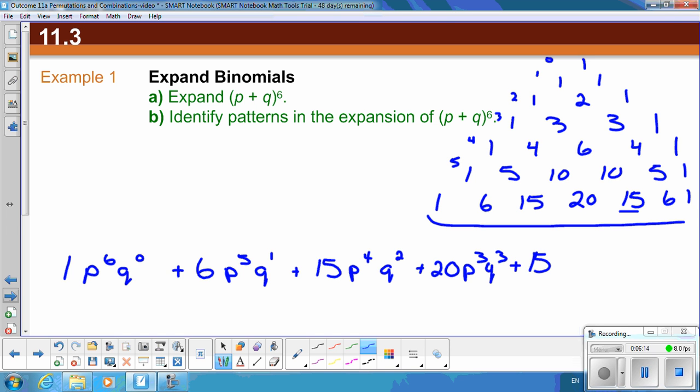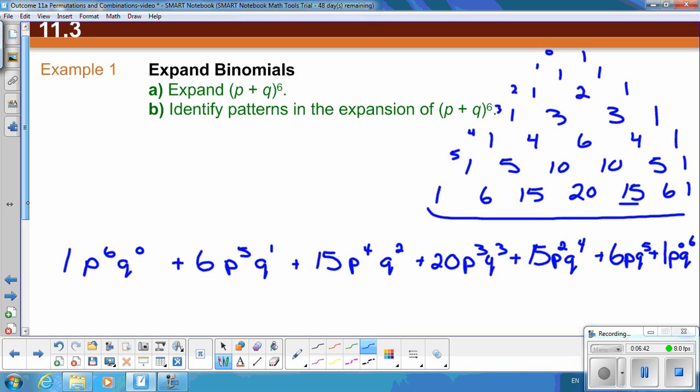15 is our next coefficient. P decreases to 2, q increases to 4. You'll notice that my exponents always add up to 6. The next term, the coefficient is 6. P is down to an exponent of 1. Q is up to 5. And the last coefficient is 1. Well, p to the power of 0, q to the power of 6.